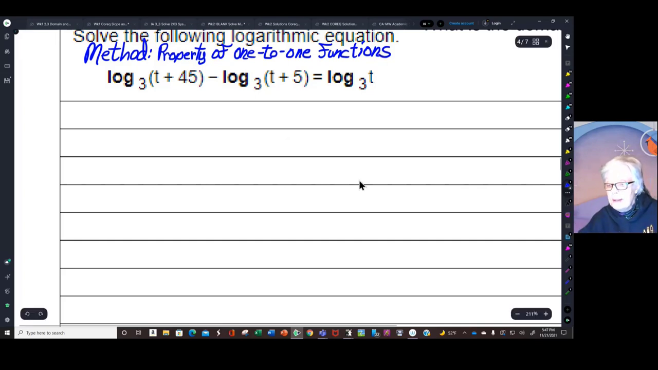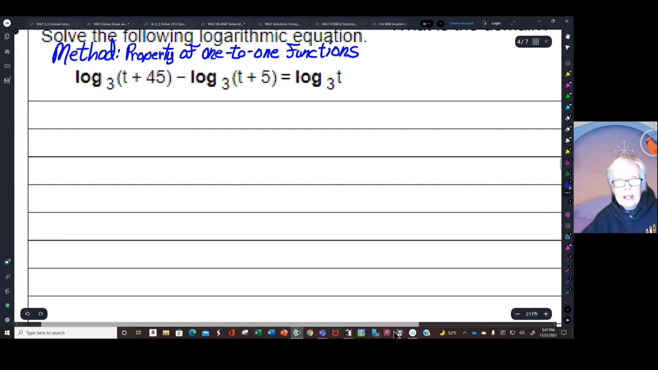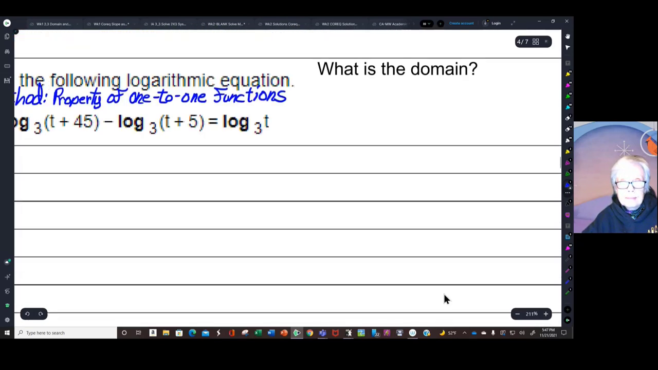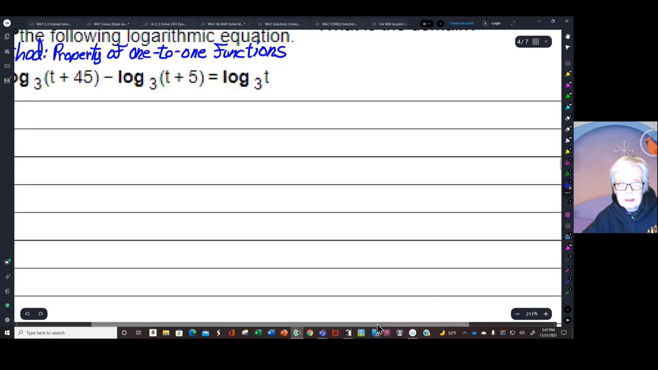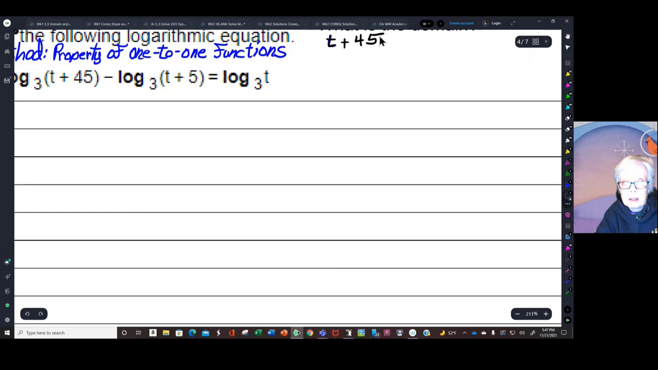All right, so yes, domain, we have three arguments this time. T plus 45, no, I'm on black, there. T plus 45, T plus 5, and just plain T. Greater than 0, greater than 0, greater than 0.